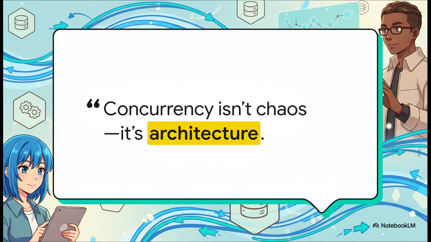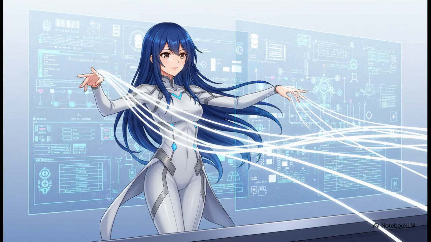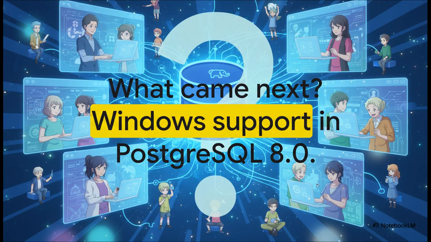And really, it all boils down to this one powerful idea. Handling thousands of things happening at once isn't about just letting chaos reign and hoping for the best. True concurrency, it's not chaos at all. It's architecture. It's about having a smart, elegant design. And that's exactly what MVCC was. It was the brilliant architecture that allowed PostgreSQL to become a master of handling complexity and a master of doing it with style.